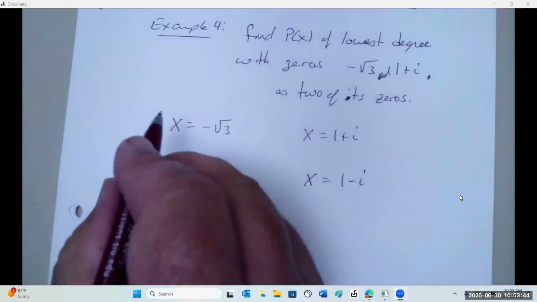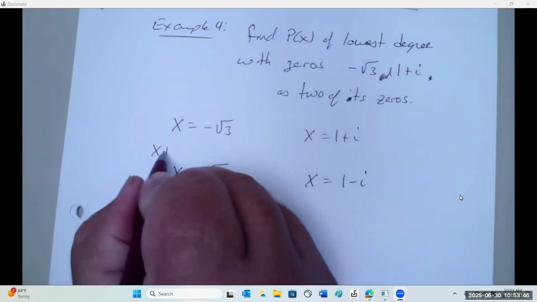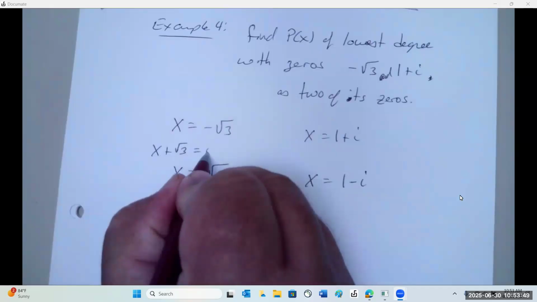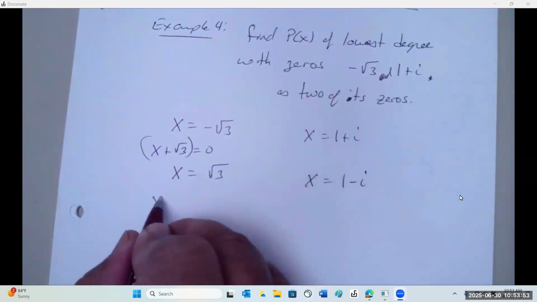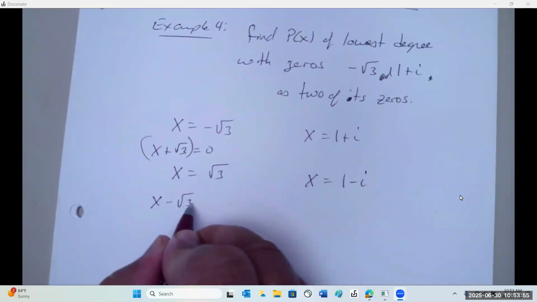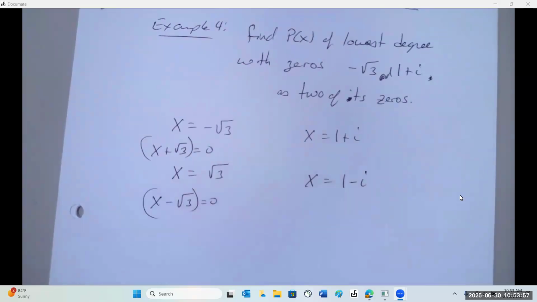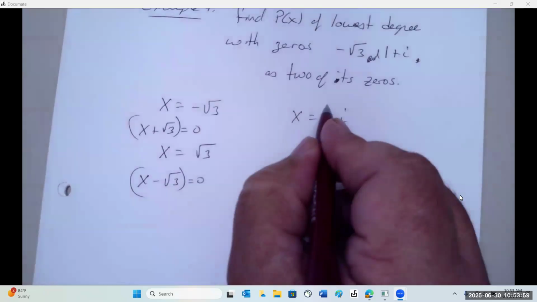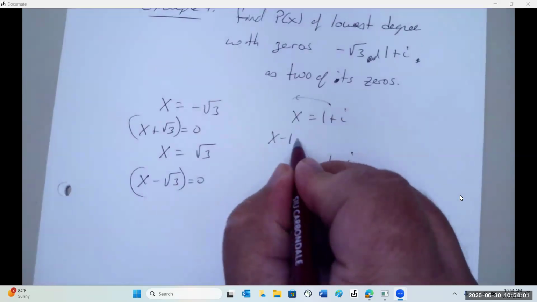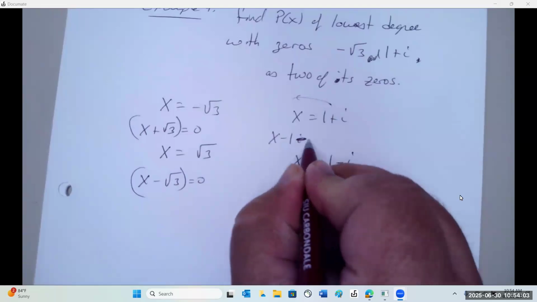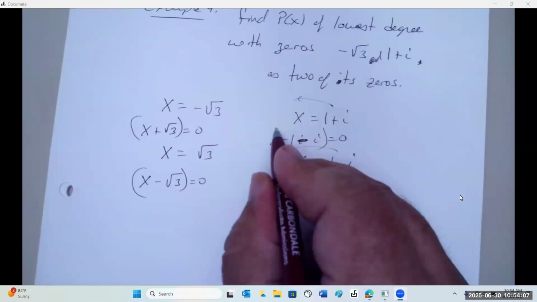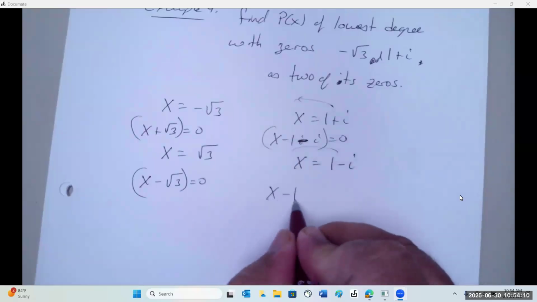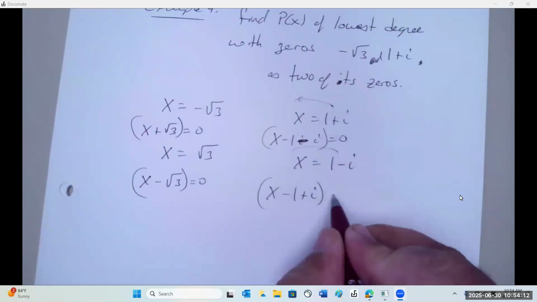So now I set them all equal to 0. So I have x plus radical 3 equals 0. That's one factor. And this one's going to be x minus radical 3 equals 0. That's my second one. X minus 1 minus i equals 0. That's my third one. X minus 1 plus i equals 0.